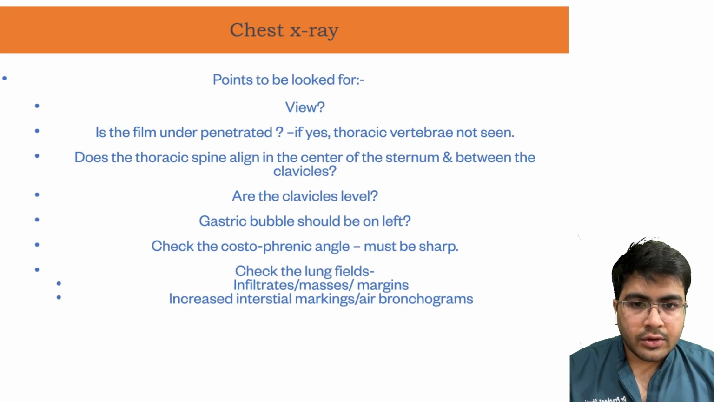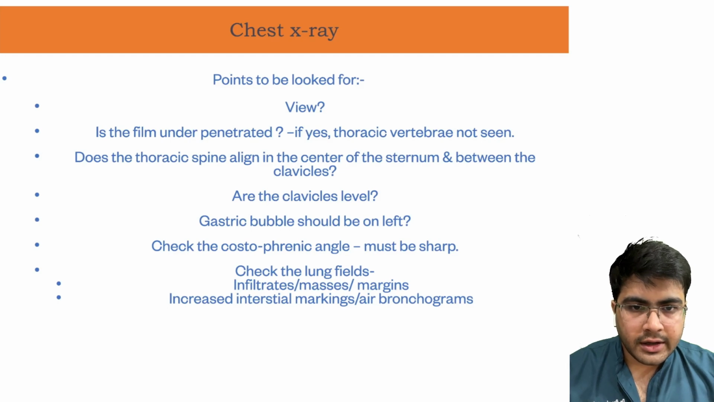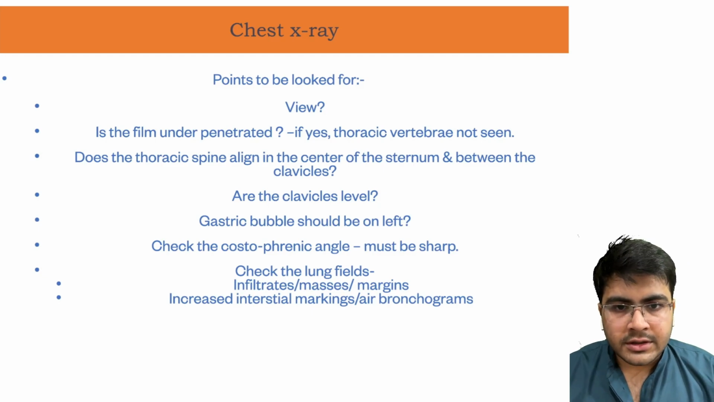Then you need to look at the levels of the clavicles on both sides. Then the gastric bubble should be on the left. Check the costophrenic angle, which must be sharp. Check the lung fields for infiltrates, masses and margins, and increased interstitial markings or air bronchograms. Okay, so this is how your complete assessment of a chest x-ray gets over. All these points need to be answered before you utter a word about the assessment of the chest x-ray.